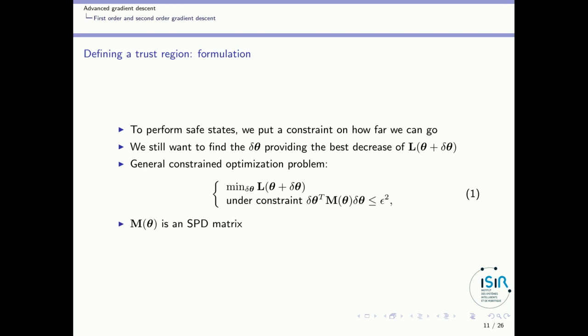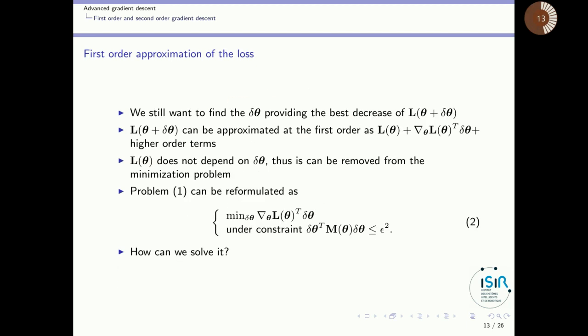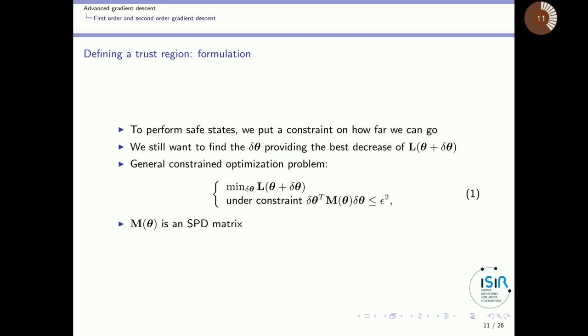So we still want to minimize the delta theta that provides the best decrease of the loss. Okay, but we will add a constraint here that delta theta transpose times some matrix M of theta times delta theta is inferior to a very small number that will be an epsilon, and we use it squared so as to simplify calculations later on. And in that particular constraint, M of theta has to be some symmetric and positive definite matrix, and we will see that different choices of M of theta correspond to different algorithms. Let's have a closer look now at what it does.